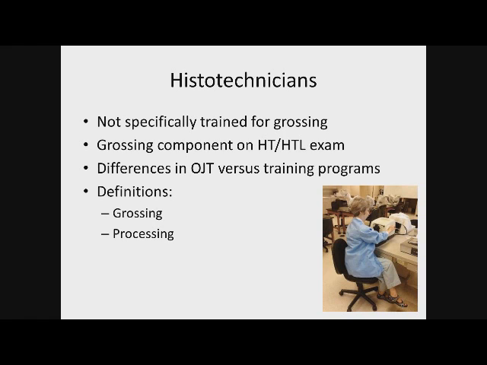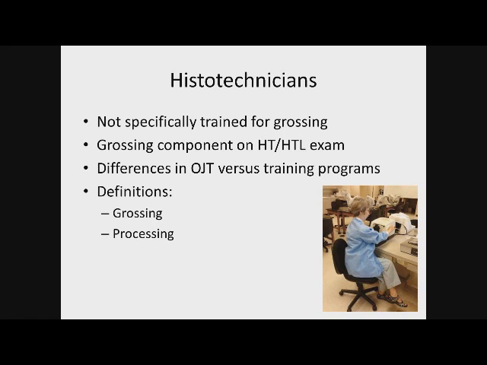Of the textbooks available, the most popular textbook for these schools, the Carson textbook, does not mention grossing as a role for the histotechnician. Bancroft's Theory and Practice of Histological Techniques does have a chapter on grossing, but it's very, very brief. On the job training programs, depending on the specific site that's doing the on-the-job training, they may include grossing as a component of the histotech's duties.